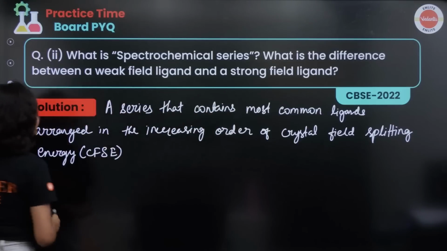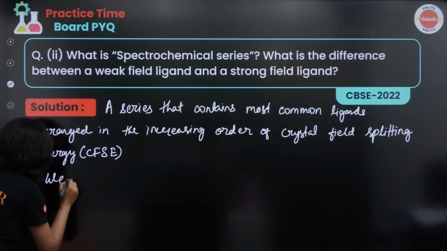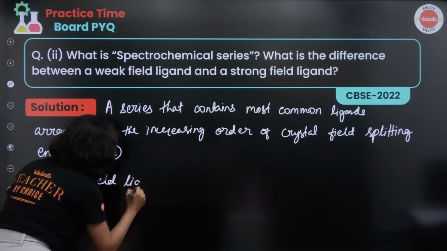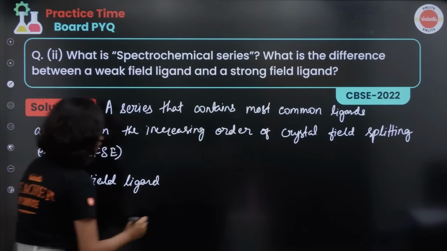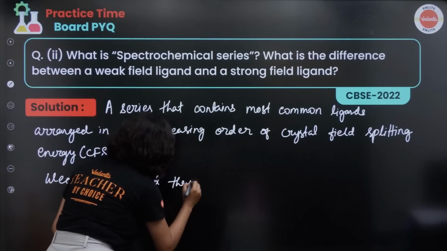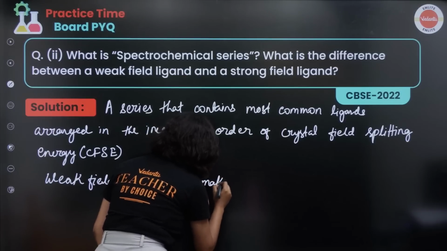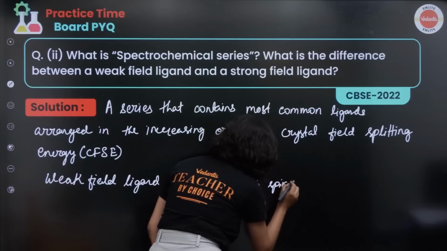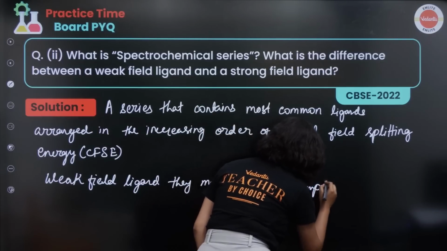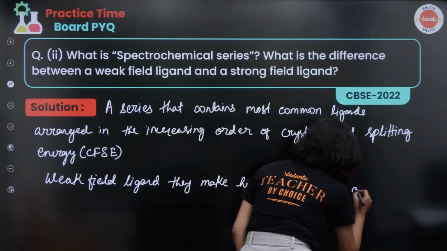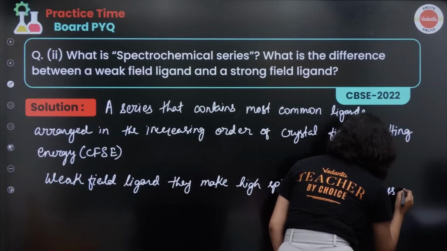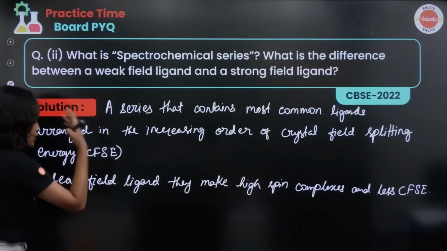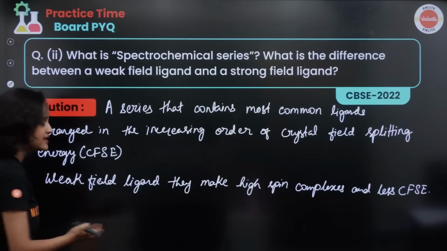So let's write that down. Weak field ligand, what do they do? They make high spin complexes and less CFSE. Whereas strong field ligand is exactly the opposite of this, very easy, right? Exactly the opposite of it.